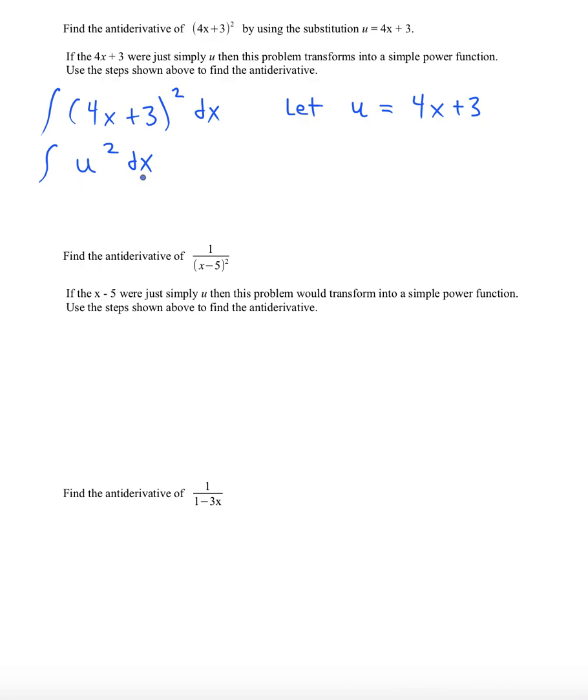However, we do need to get the variables to match here. We can't have u and x working together. We need everything in terms of u. So let's find du over dx, and then we'll rewrite it. If we solve for dx, we get dx equals 1/4 du. Now we can take the 1/4 du and substitute it in for the dx in our integral.